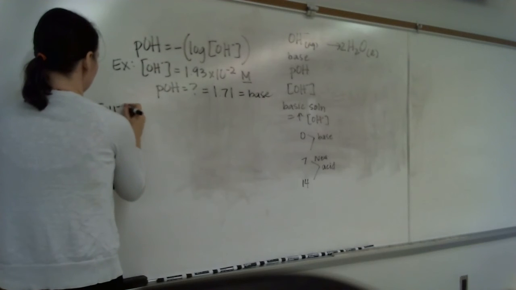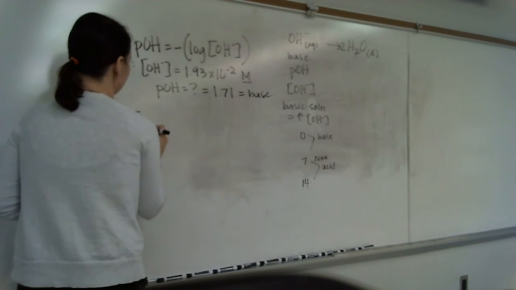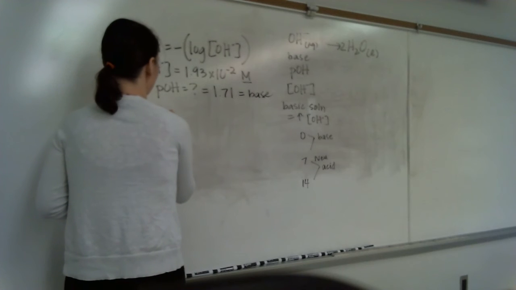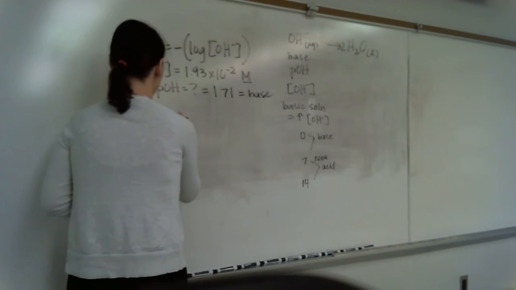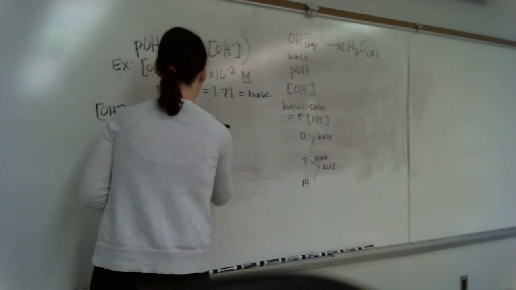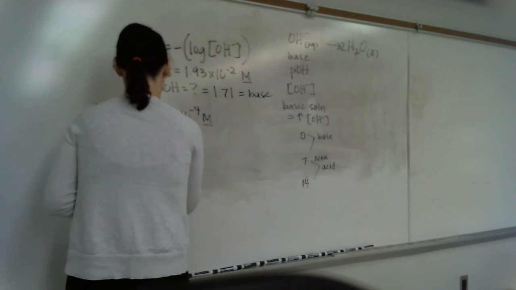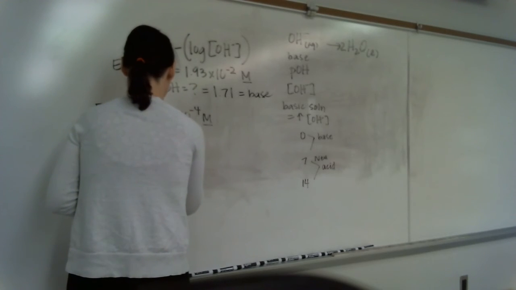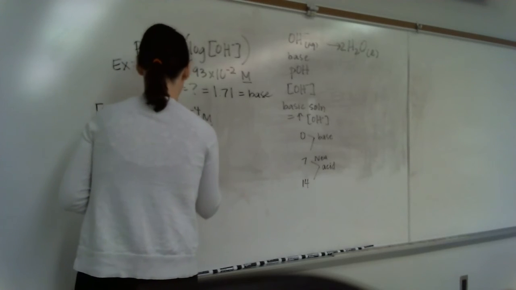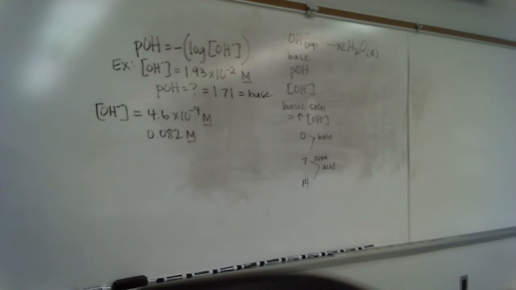OH- equals, let's do 4.6 times 10 to the negative fourth and 0.082. And that's enough. I think you guys have the hang of this. I'll pause the recording. All right, let's go over these two.